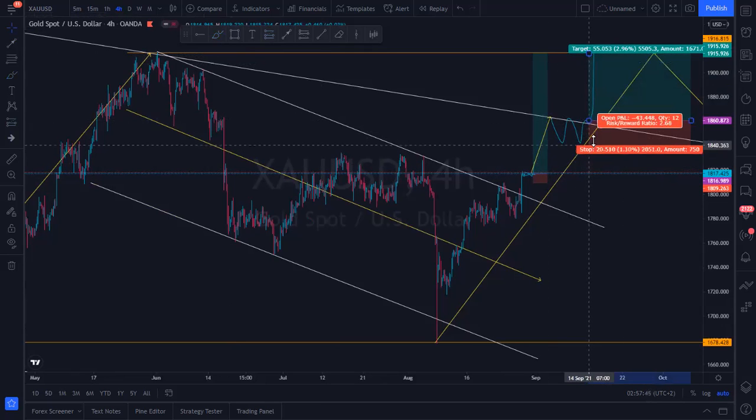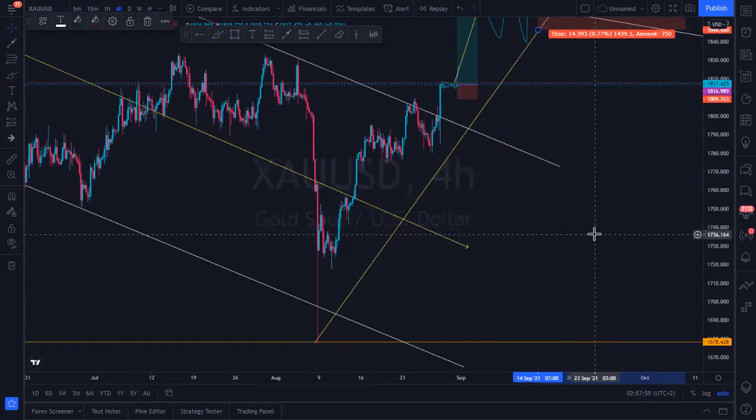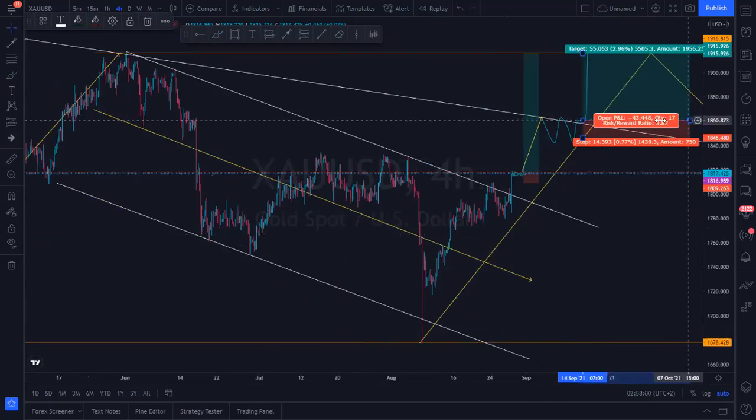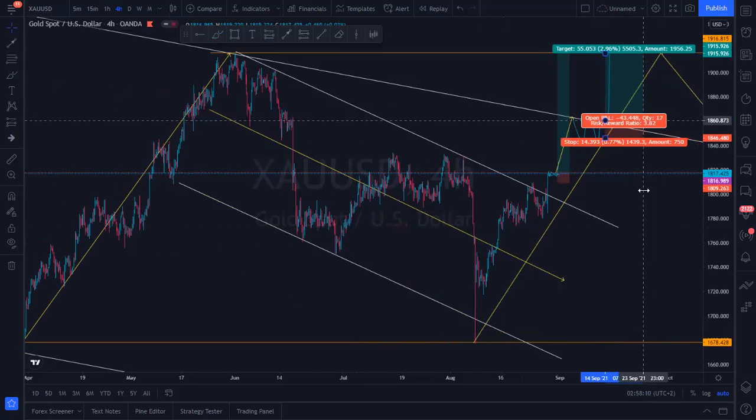If not, waiting is not a problem. Waiting for a higher probability setup is not a problem, because it saves you from unnecessary drawdown. It's going to save me from unnecessary drawdown. Then yeah, I see improvement as I learn to wait for setups that are in my trading plan. So yeah, this is how I see gold.